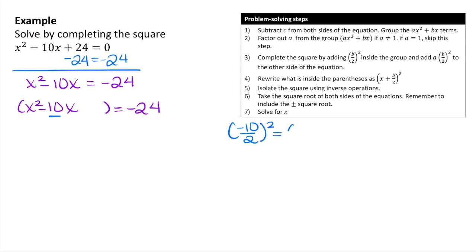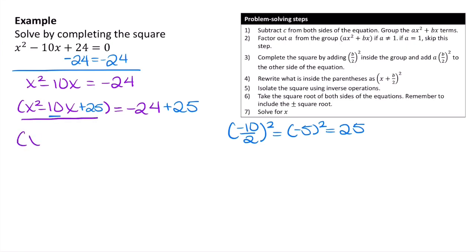So that's basically saying do negative 5 squared, and that's equal to 25. Okay, so now over here I'm going to add 25, which means to balance this out, I need to add 25 on the right side also. So what I've done here on the left side is turn this into a perfect square trinomial.